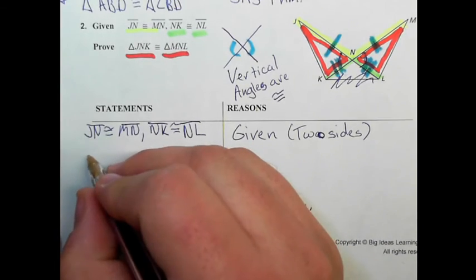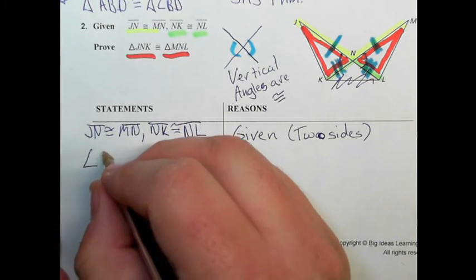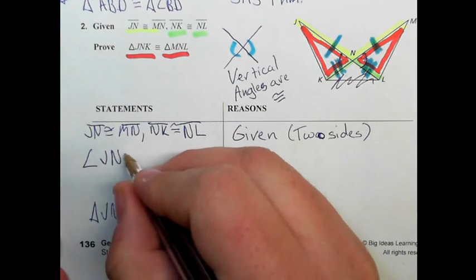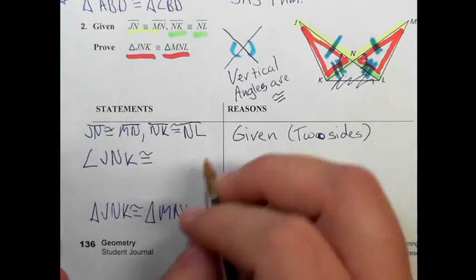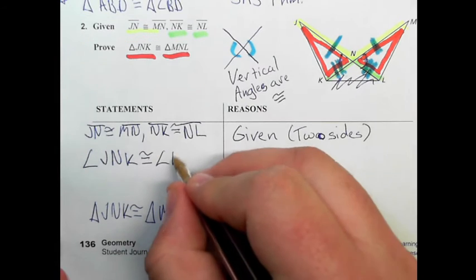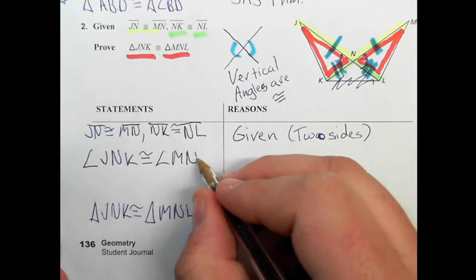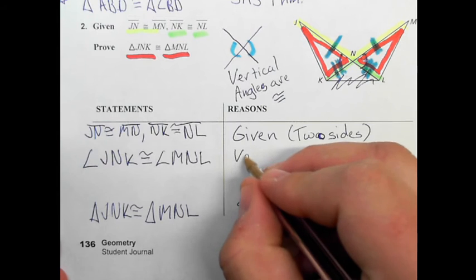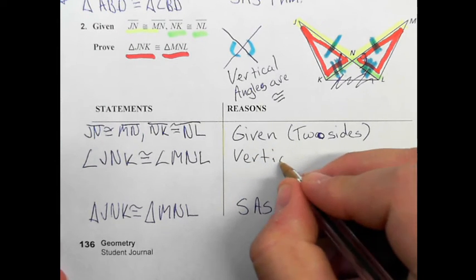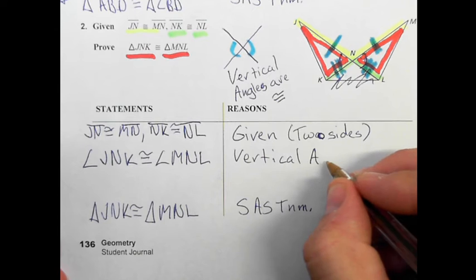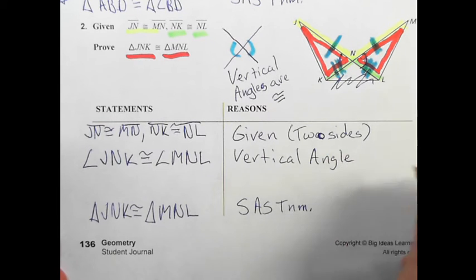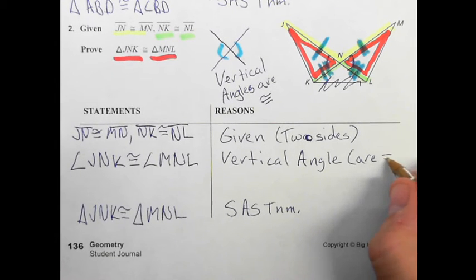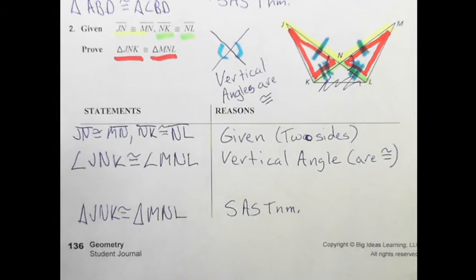So the next thing that I need to do is I'm going to say the angle JNK is congruent to angle MNL, vertical angles. And just put the congruent symbol. That's it. That's all we had to do.